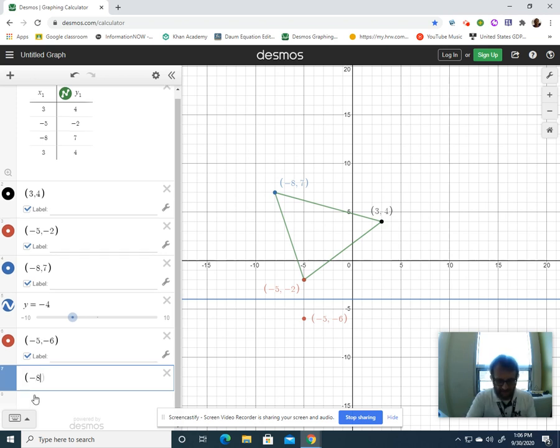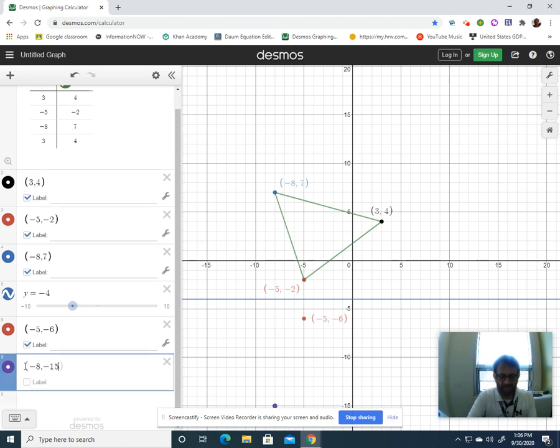Again, the x isn't going to change. The x is going to stay the same. We're going to do negative, again, from 7 to -4 is 11. So we're going to go 11 units below -4. That's -15.